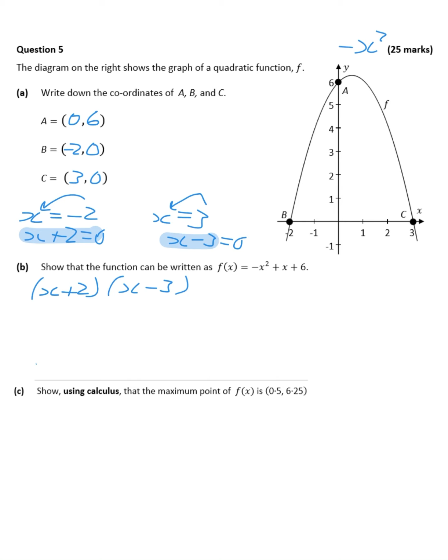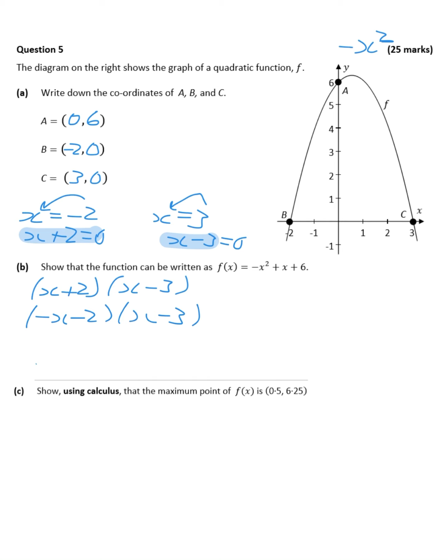Now, just from looking at this, I can see an x times x would get me x squared, but here it's minus x squared. Same way, 2 times minus 3 would be minus 6, but I want it as plus 6. Now, because it's a negative quadratic, that upside down u, I'm going to make one of these factors all negative. So I'll do it with the first one. I'll make it as minus x minus 2. Then x minus 3 will stay like that.